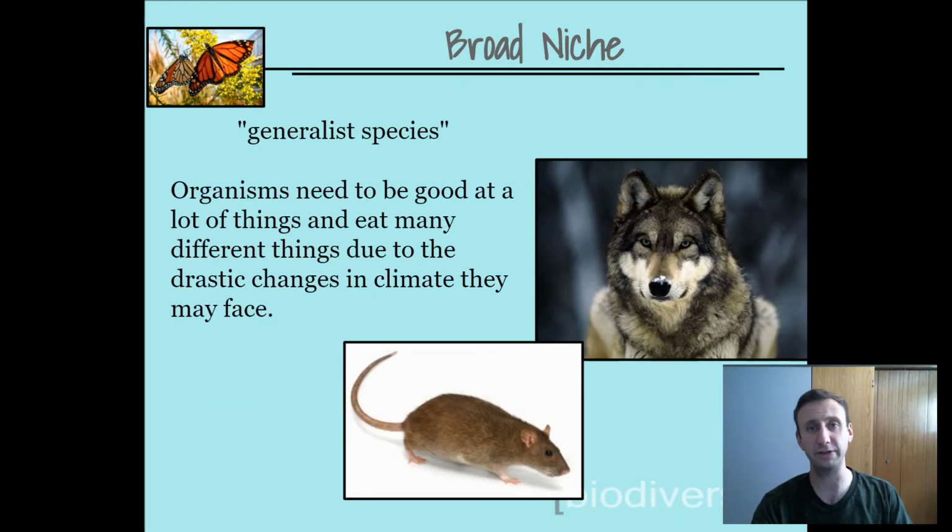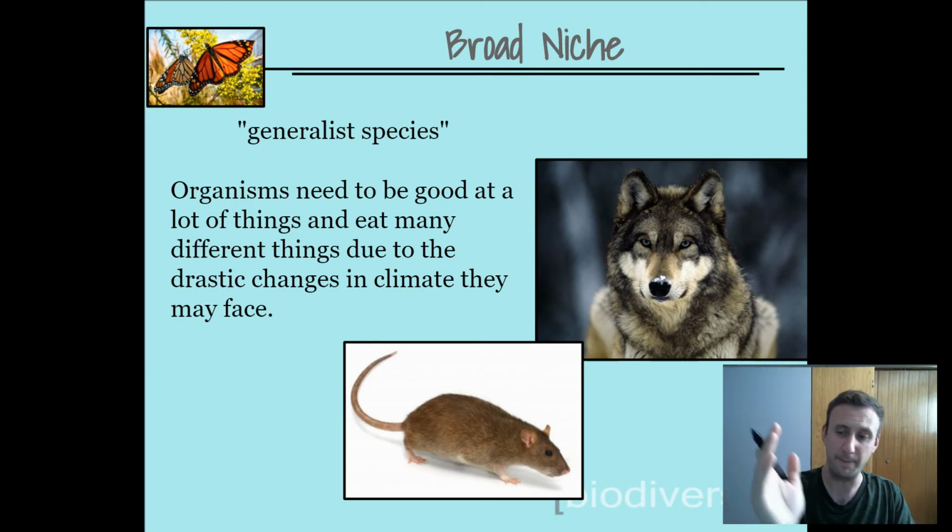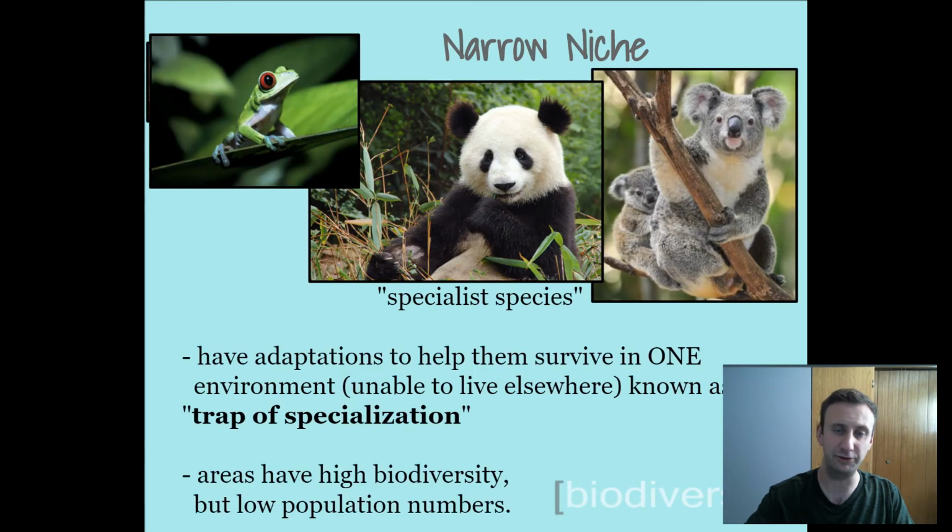Another term we can use is that generalists, which have broad niches, are very adaptable. They can pivot. When one food source goes away, they have another food source that they'll end up eating. So organisms need to be good at a lot of things and eat many different things due to the drastic changes in climate they face, which is why they're generalist species. Wolves, mice, rats, raccoons, and deer are all generalists.